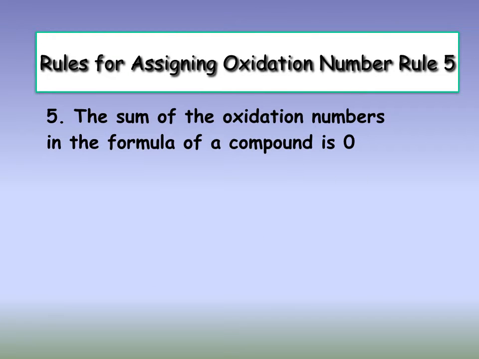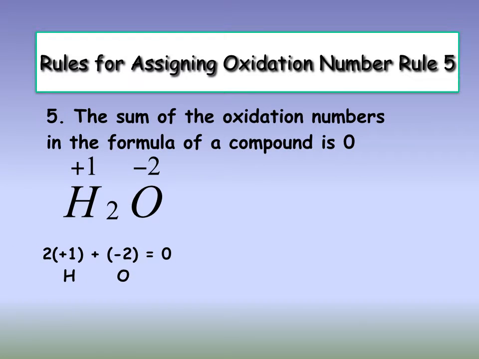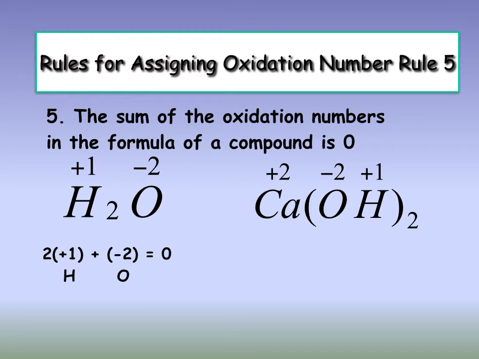The next rule for assigning oxidation number is that the sum of the oxidation numbers in a compound is always going to be 0. So in the previous example, we have 2 hydrogens that carry a +1 charge, and oxygen which carries a -2 charge, and if we were to add those together, that would equal 0. Another example, in calcium hydroxide, calcium has a +2 charge. Both of the oxygen carry a -2 charge, and the hydrogen carries a +1 charge. So the total charge of the OH here is -1, but there's 2 of them.